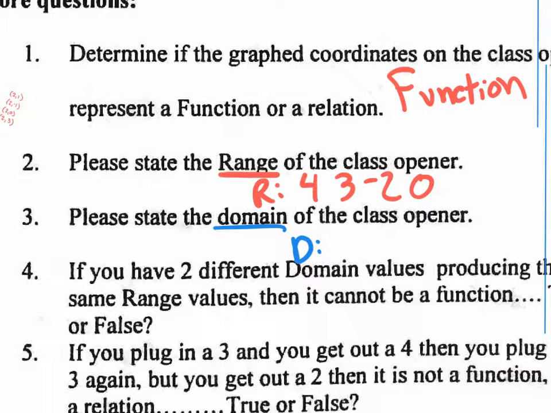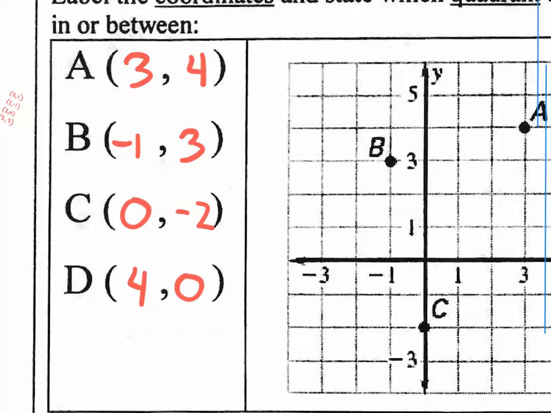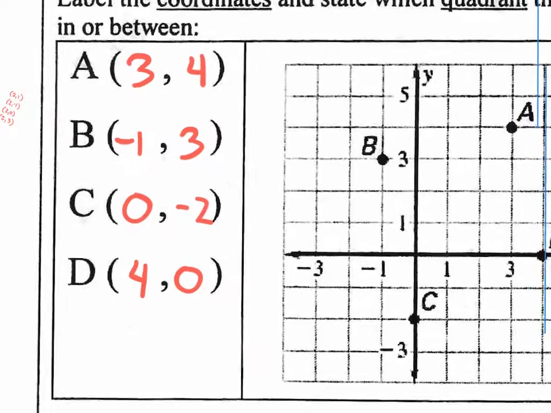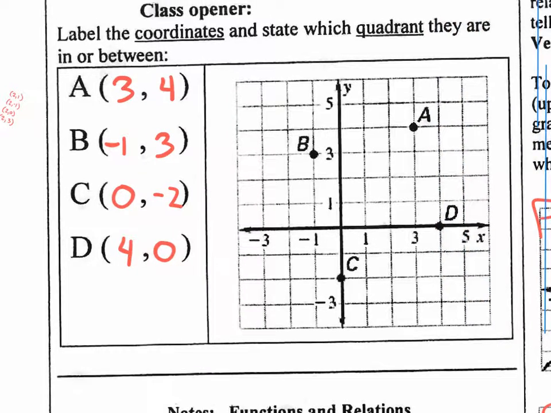And what are the domain values of the class opener? 3, negative 1, 0, 4. The domain are simply your x values. Believe it or not, there's a question like this on the final. All you got to do is know that domain are your x values, range are your y values, and you'll get it right.